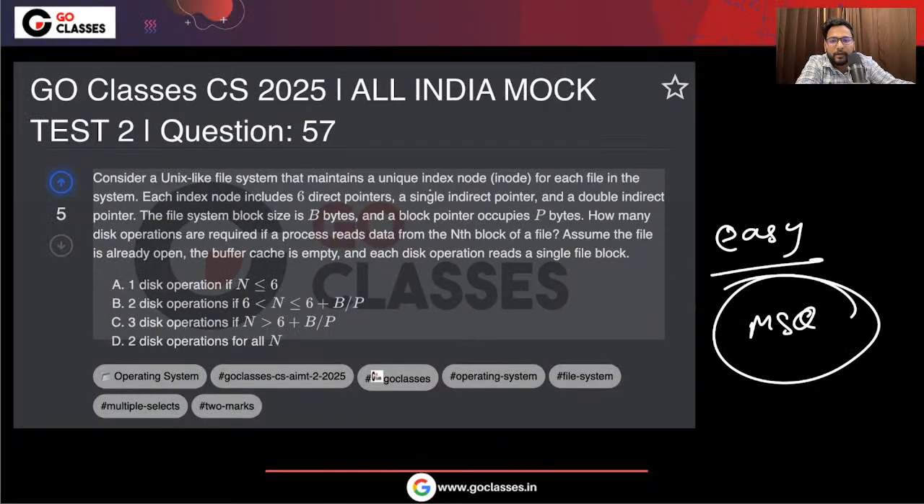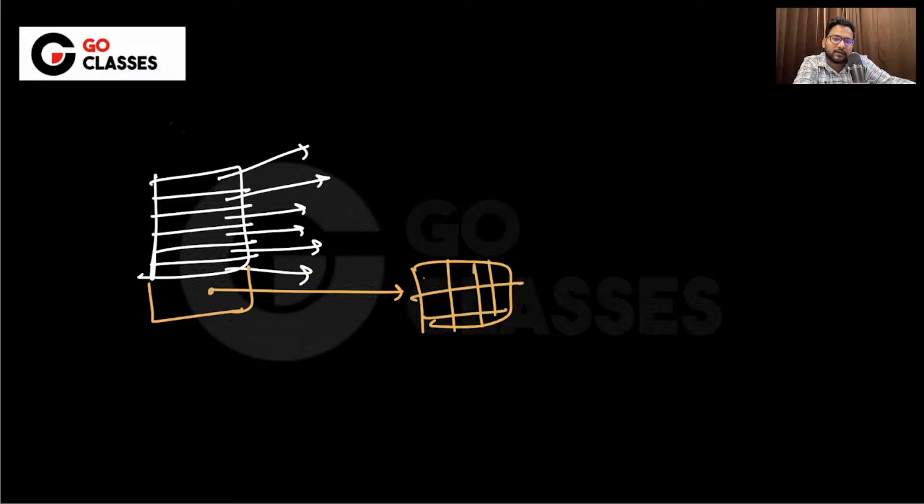So 1, 2, 3, 4, 5, 6. Okay, these are the direct pointers. I mean, these are pointing to the files, right? Now, 6 direct pointers, and then you are having one single indirect pointer. So single indirect pointer means that this will be pointing to something which is having many pointers, right? I mean, this is itself having many pointers, right? So this is pointing to something, right?